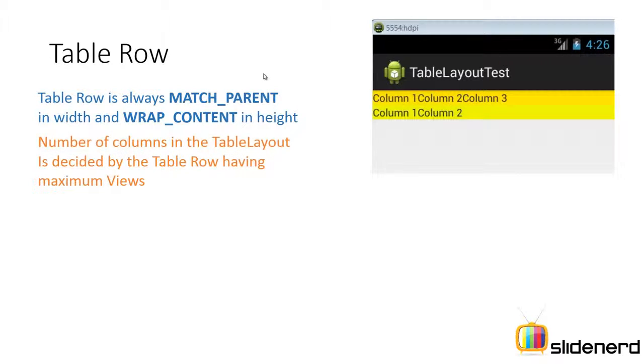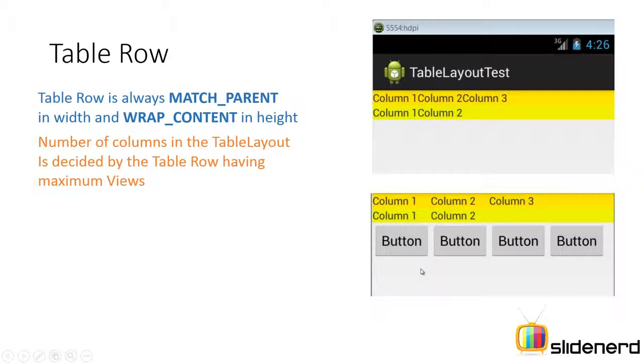Alright, and next, the number of columns in the table layout is decided by the table row having the maximum views. Now remember, here you have 3 elements, here you have 2. Now suppose I put 4 down, then that would be the number of columns inside your table layout. There will be 4 columns, and that's how things work. So just to show you guys a small demonstration, take a look.